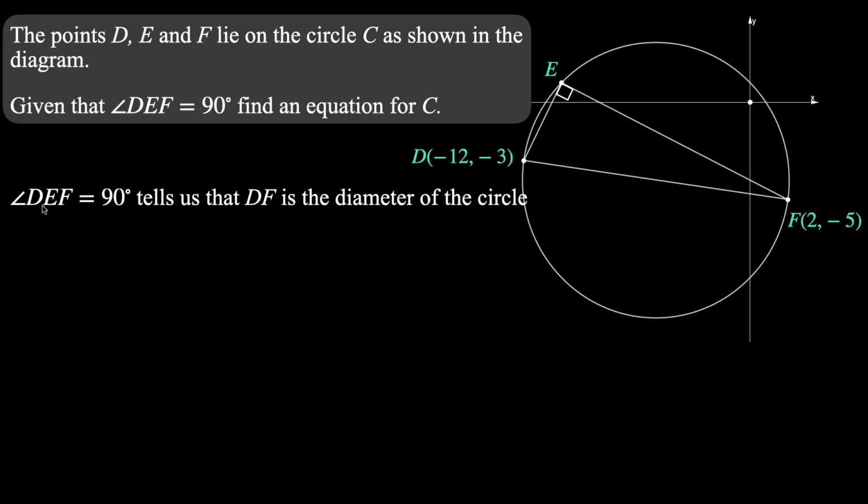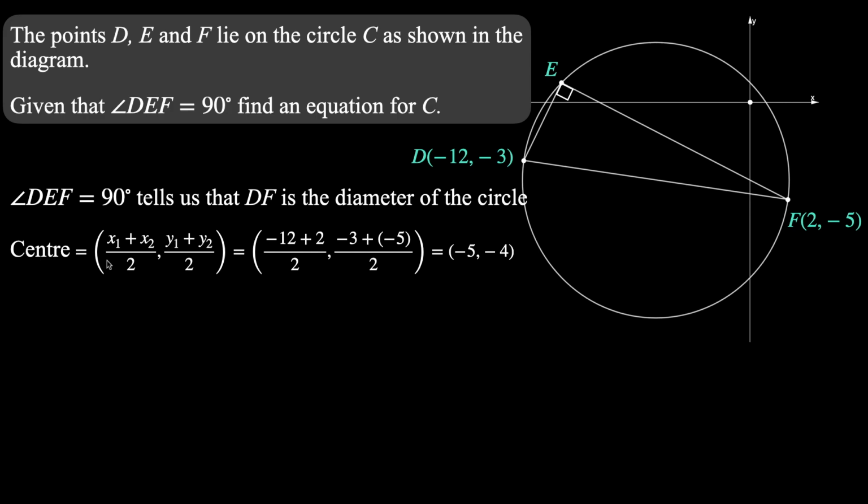So we can state, because angle DEF equals 90 degrees, this tells us that DF is the diameter of the circle. So from D to F must be the diameter. Why is this useful? Well, if I know this is the diameter, and I have these 2 points, D and F, I can find the midpoint, that will be the center of the circle, and then I can find the radius. So firstly, let's find the midpoint of that line using the midpoint formula. So the center is (x1 plus x2 on 2, y1 plus y2 on 2). So negative 12 plus 2 divided by 2, and negative 3 plus negative 5 divided by 2.